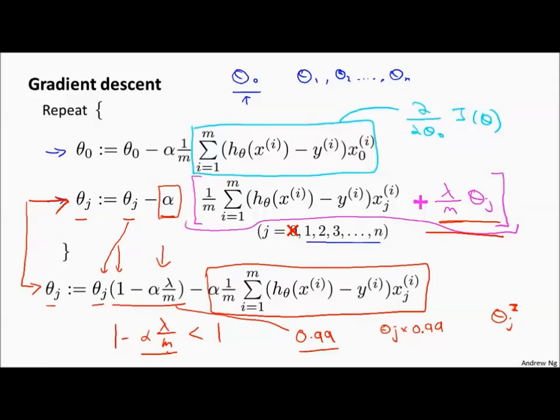Hopefully this update makes sense. When we're using regularized linear regression, on every iteration we multiply theta j by a number that's a little bit less than 1. So we're shrinking the parameter a little bit, and then we're performing a similar update as before. Of course, that's just the intuition behind what this particular update is doing. Mathematically, it's exactly gradient descent on the cost function J of theta that we defined on the previous slide, which uses the regularization term.